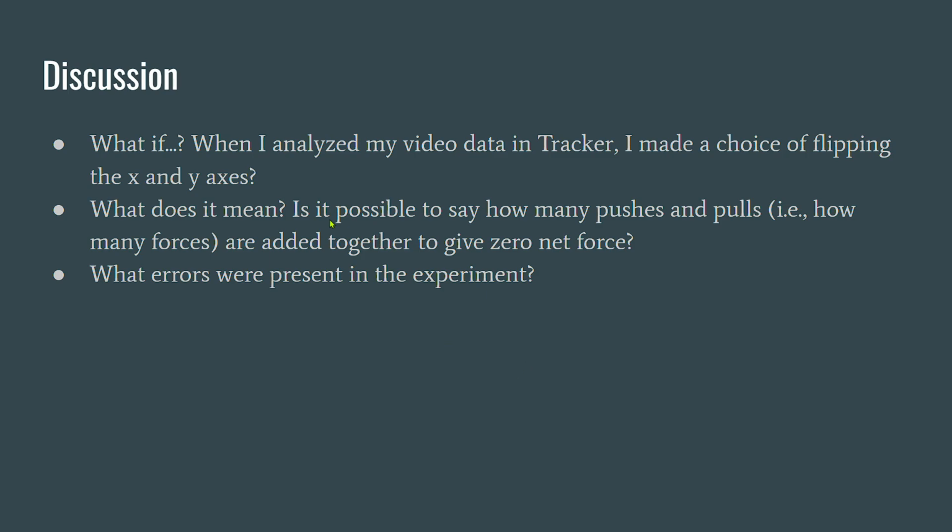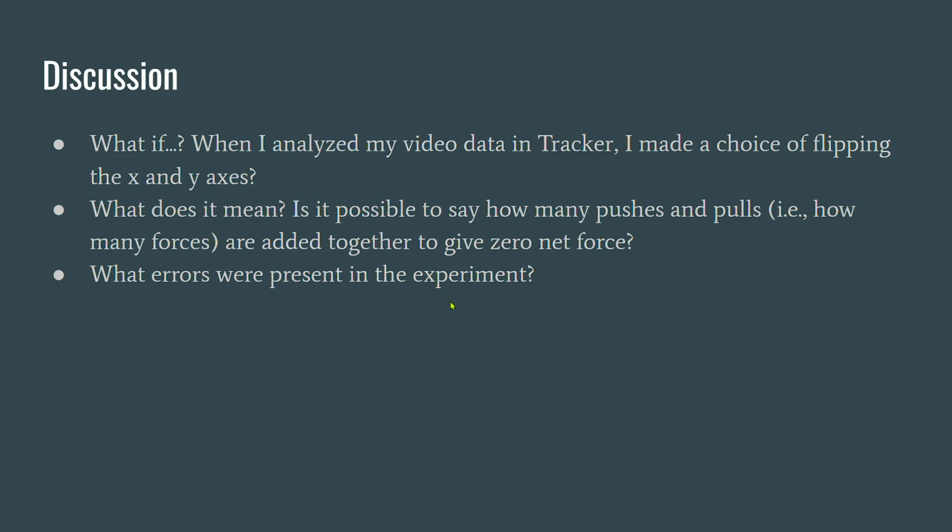And is it possible to say how many pushes and pulls were added together to give a zero net force? I would say no, it's hard to say how many forces are added together to give a zero net force, because obtaining constant velocity was difficult because pushing on the container could have caused acceleration, and other forces like friction and air resistance could have slowed the velocity down.